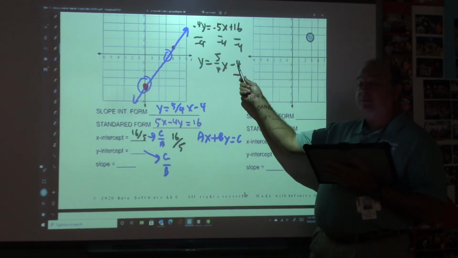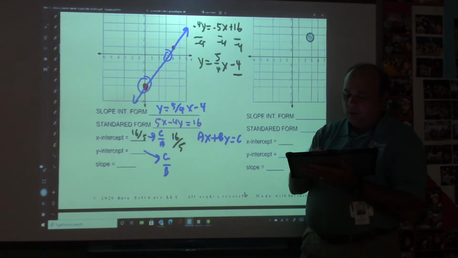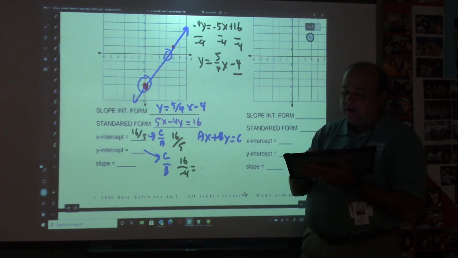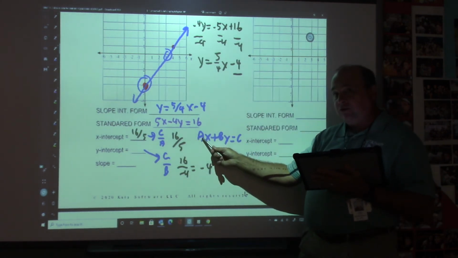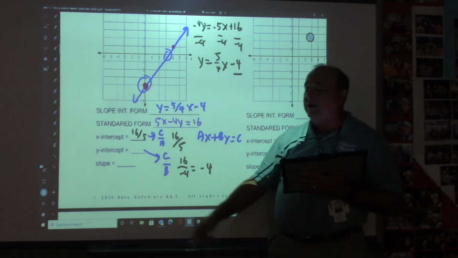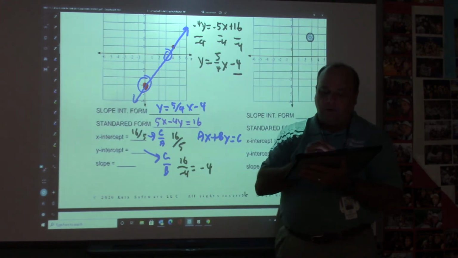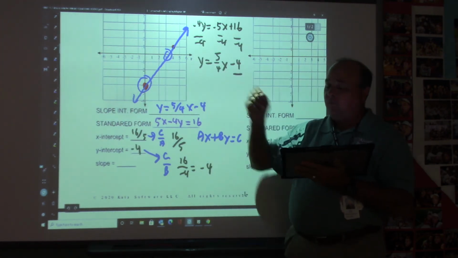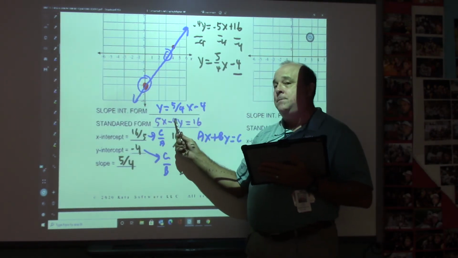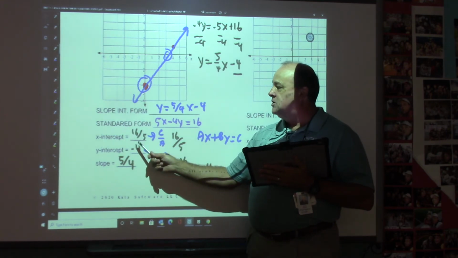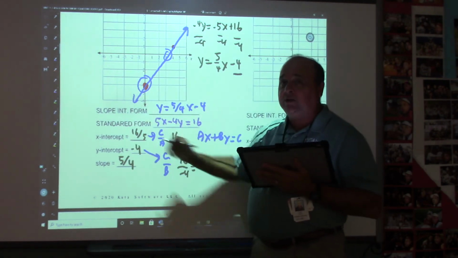Now then, our y-intercept should end up being negative 4, shouldn't it? So we're going to take the 16 and divide it by the negative 4. Guess what happens if you take 16 and divide it by negative 4? You get the negative 4, don't you? So this divided by this is your x-intercept. This divided by this is your y-intercept. You just learned this today. So you'll get the hang of it, okay? And our slope was 5 over 4, wasn't it? So from this line, you have generated the slope-intercept, the standard form, and you've got your x-intercept, your y-intercept, and your slope, haven't you? You should be able to look at this graph and know your x and y intercepts.